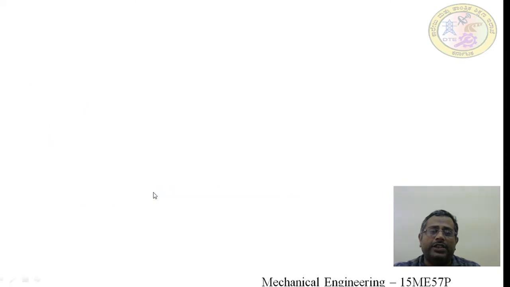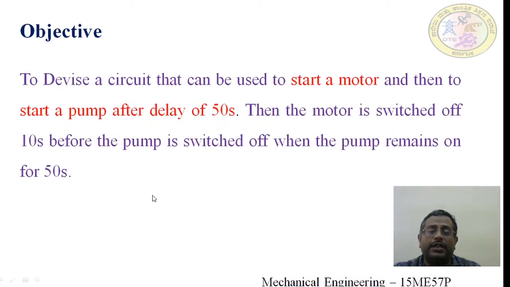First, the objective of this experiment is to design a ladder circuit which can be used to start a motor and then to start a pump after a delay of 50 seconds. Then the motor is switched off 10 seconds before the pump is switched off, when the pump remains on for 50 seconds. For this condition, we have to devise a circuit in PLC by using timers.